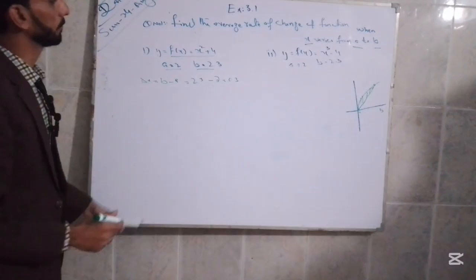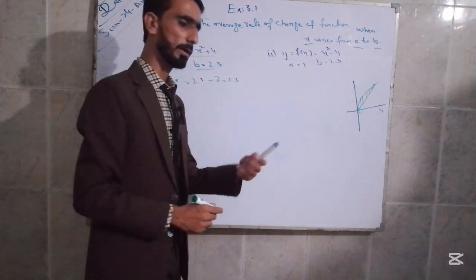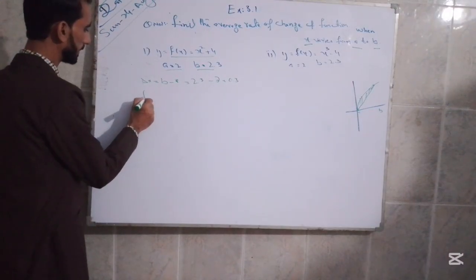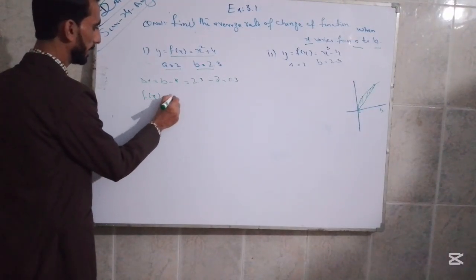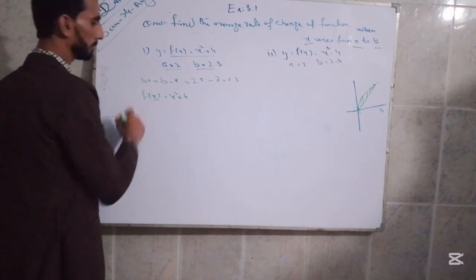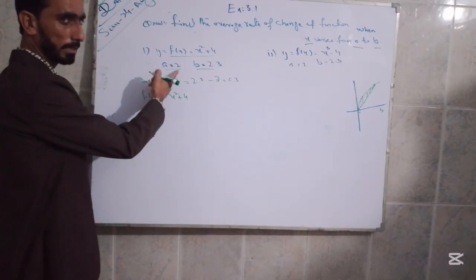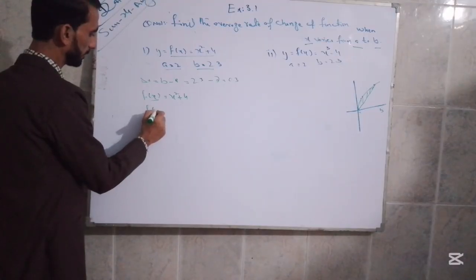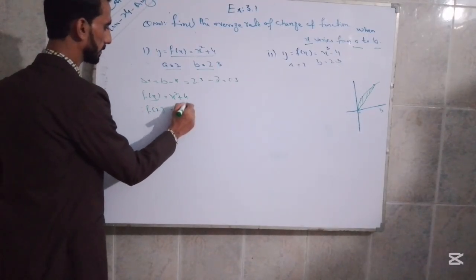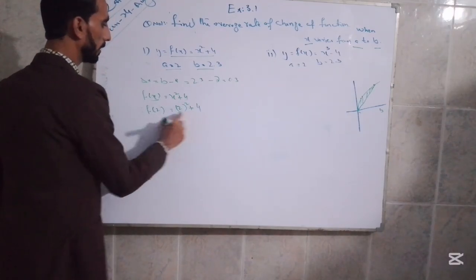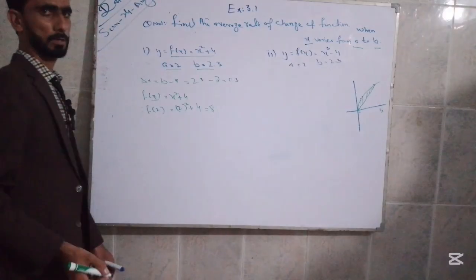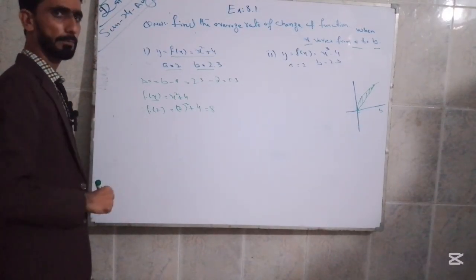Now we need to find f of a and also f of b. We first find f of a. First we write the function: f of x is equal to x square plus 4. Here, in the place of x, we put the value of a. It means 2, f of 2 is 2 square plus 4. 2 square means 4, 4 plus 4 is 8. Okay, are you getting my points?